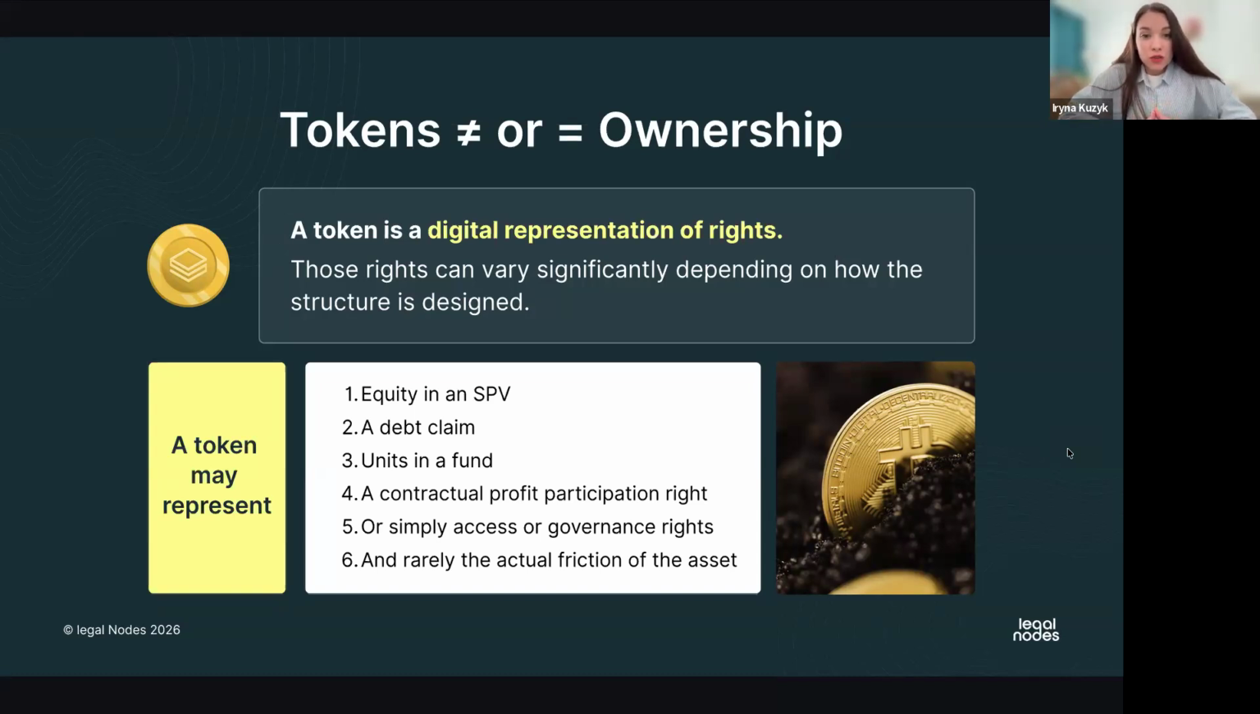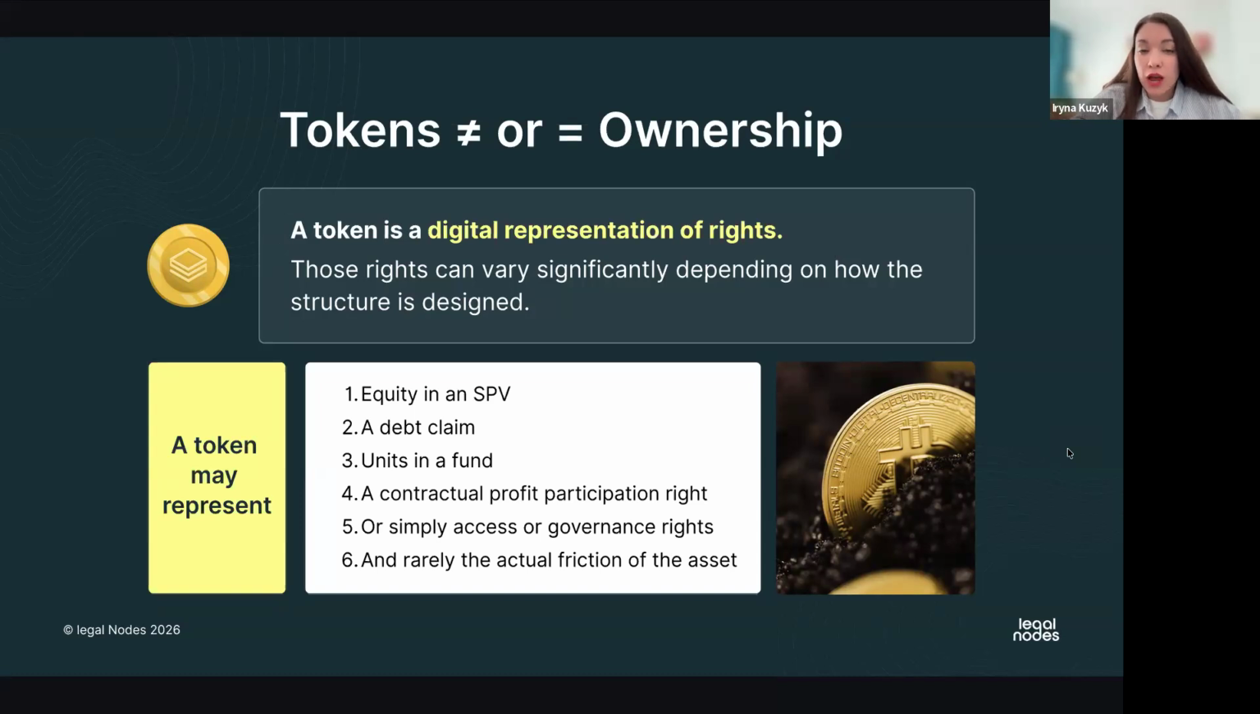The biggest issues appear when marketing language suggests ownership, but documentation creates only contractual exposure. So basically, then you are not completely transparent with potential investors. Or when investors assume direct asset claims, this creates regulatory exposure and litigation risks. The blockchain ledger does not replace corporate law. Legal enforceability still sits off-chain. A token is a delivery mechanism. Ownership is a legal status. They are not the same thing.